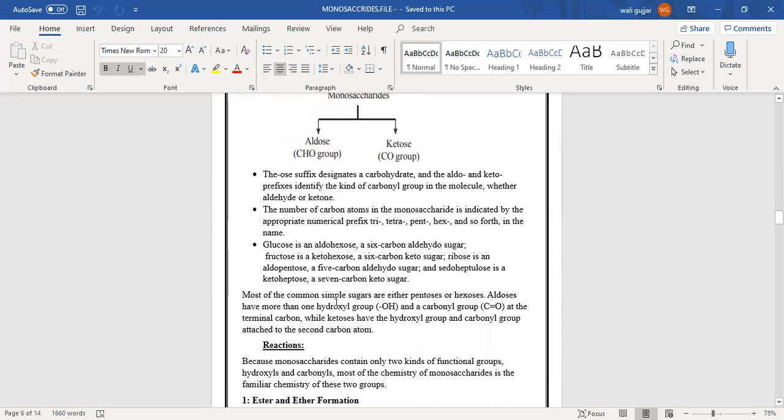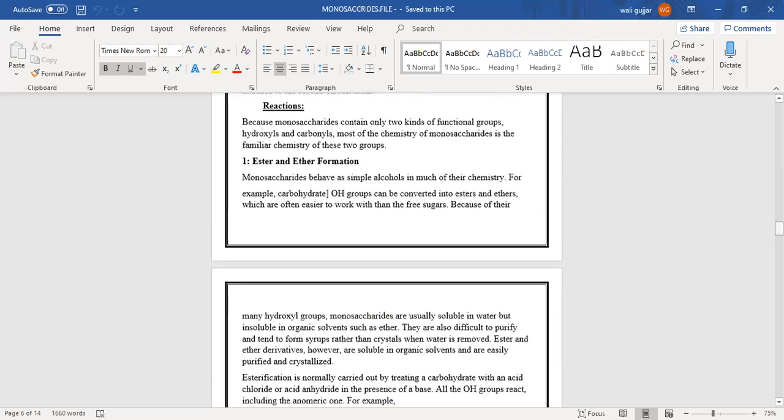Most of the common simple sugars are either pentoses or hexoses, as we discussed above. Aldoses have more than one hydroxyl group and a carbonyl group at the terminal carbon, while ketoses have the hydroxyl group and carbonyl group attached to the second carbon atom. And this is the main difference in their chemistry.